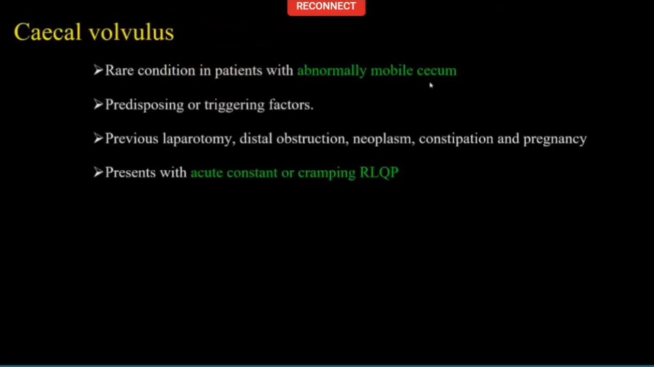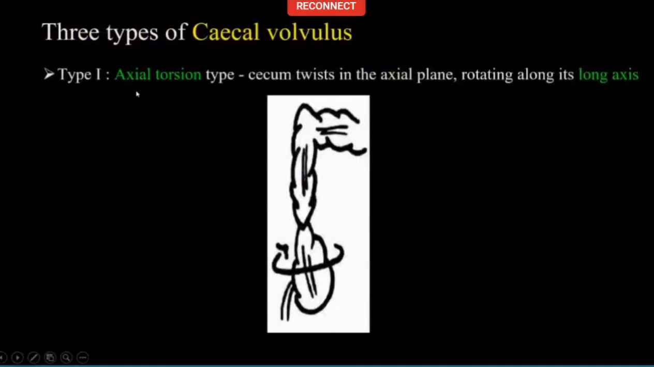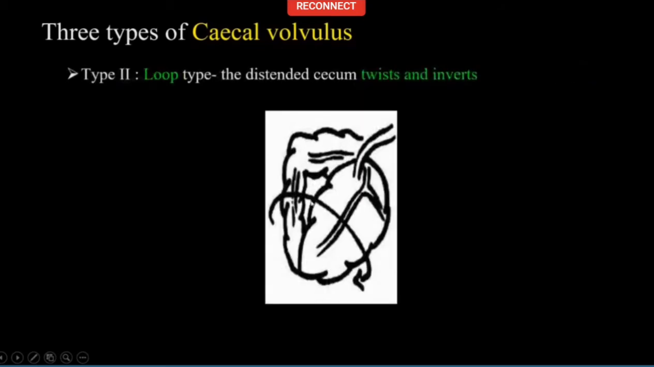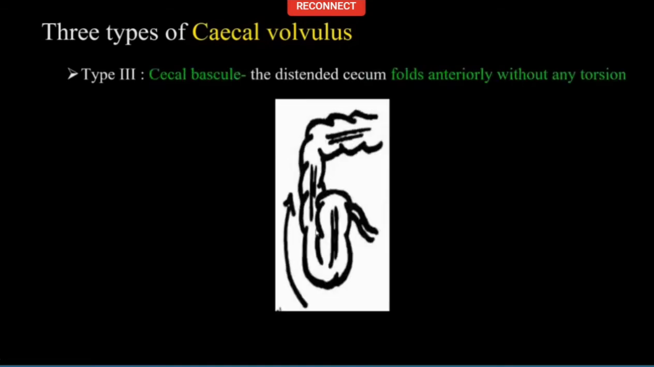There are 3 types of cecal volvulus, which we need to know. It totally depends upon the mechanism of the volvulus, of torsion. You have type 1, that is the axial torsion. Here, the cecum will twist along its long axis. Then you have type 2, that is the loop type. Here, the distended cecum will twist and invert also. You have type 3, that is the cecal bascule. Here the distended cecum will fold anteriorly without any torsion.